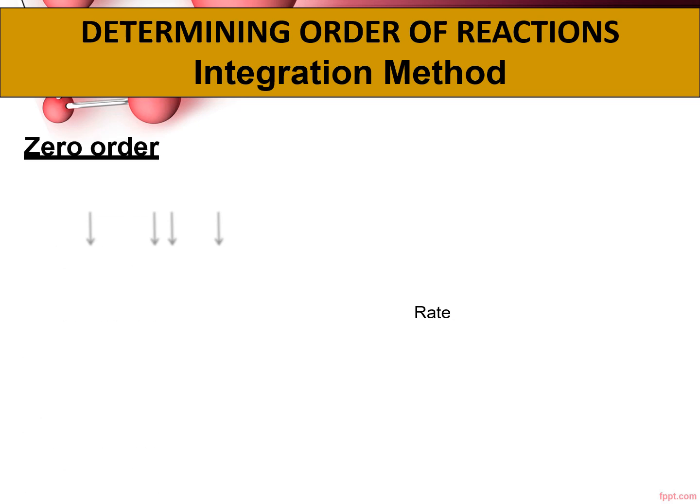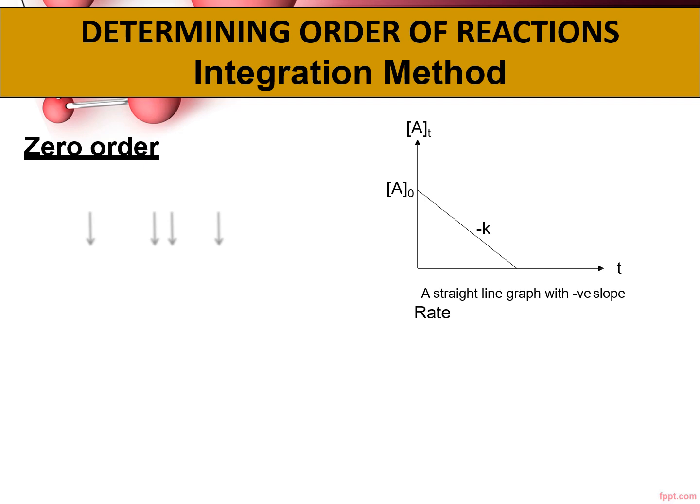Let's say we start with zero order first. This is the graph of zero order. This is the x-axis, which belongs to t, and this is the y-axis, which is the concentration of A. This is the slope. The slope is negative, minus k, and this is the intercept, the concentration of A at A naught.